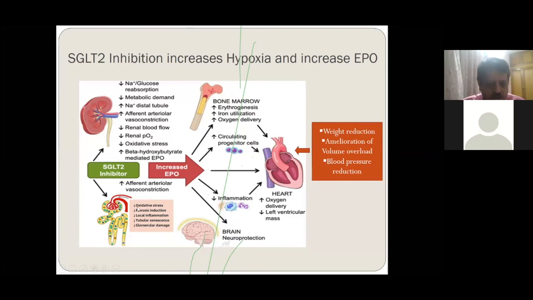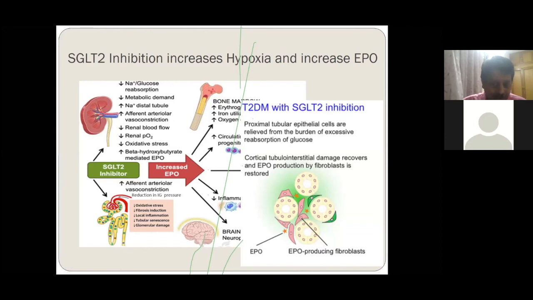So oxidative stress, fibrosis induction, inflammation, tubular senescence, and glomerular damage are reduced by SGLT2 inhibitors. Even the weight reduction and amelioration of the volume and blood pressure will protect the heart and reduce the LV mass index, and increase the oxygen delivery, and the cardiac function also improves.